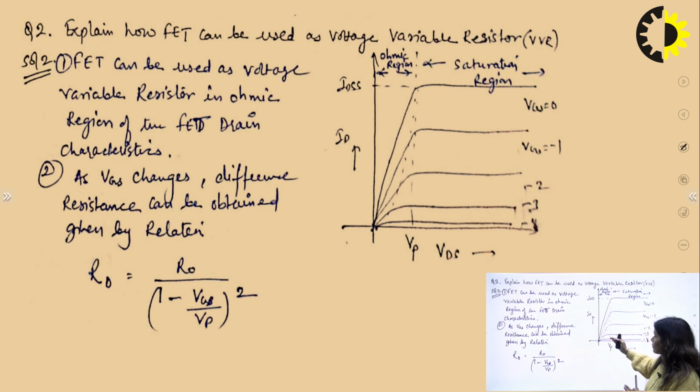Now in this region, these are the pinch off points, and we have joined them to get the locus of the pinch off points. The left side of the locus represents the ohmic region. So we have shown that the FET works as a VVR in the ohmic region. Now we will add a few points: as VGS changes, the drain resistance can be obtained by the relation. Since it is a voltage variable resistance, we will show how the resistance changes with respect to the gate voltage VGS, where VP is the pinch off voltage. This is the perfect way to answer how the FET works as a voltage variable resistor.